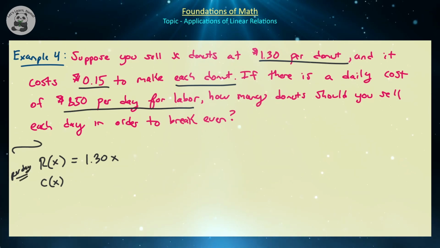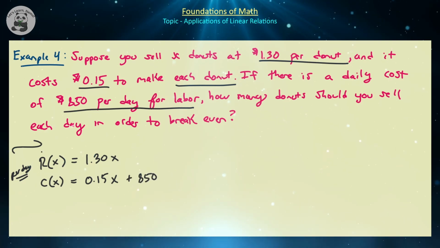Right? So how much does it cost to make each donut? It doesn't cost anything to make 0 donuts. It costs 15 cents to make 1. It costs 30 cents to make 2. It costs 0.15 times x to make x donuts. And keep in mind, per day we also have this fixed cost of $850.